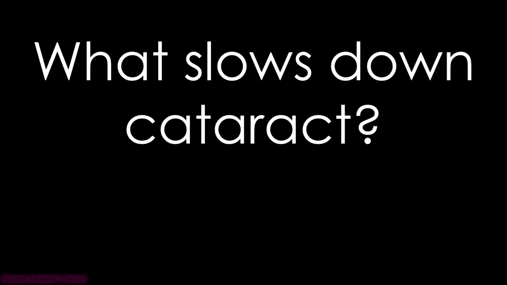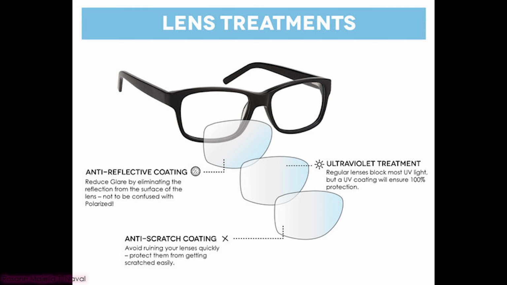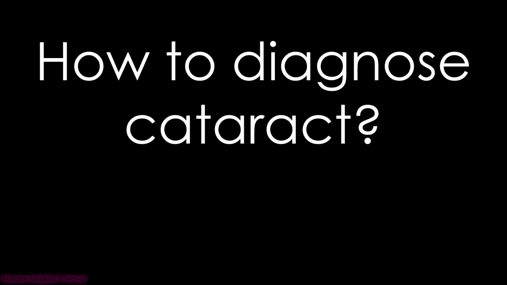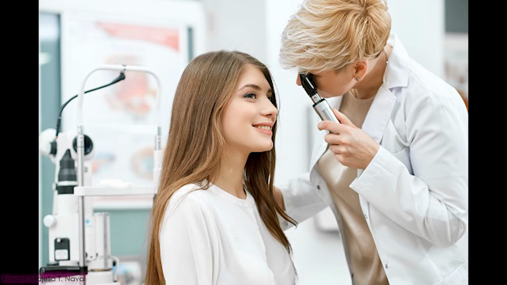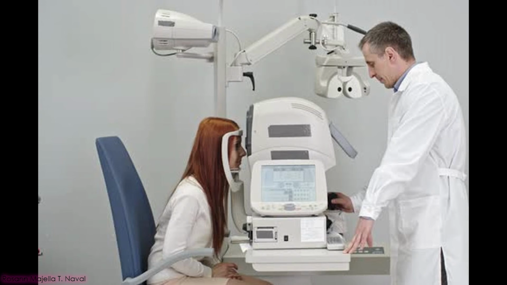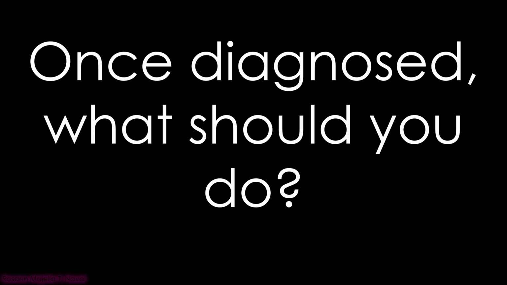What slows down its development? Protecting eyes from sunlight. Wear sunglasses, or you could wear regular glasses with anti-UV coating. How do you diagnose cataract? Slit lamp exam, retinal exam, and refraction and visual acuity test. Once diagnosed, what should you do?